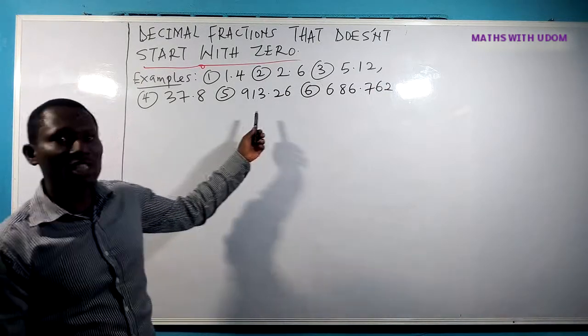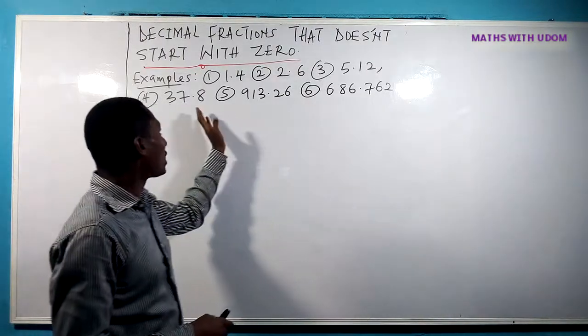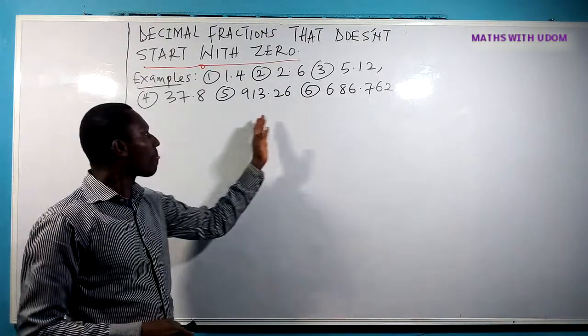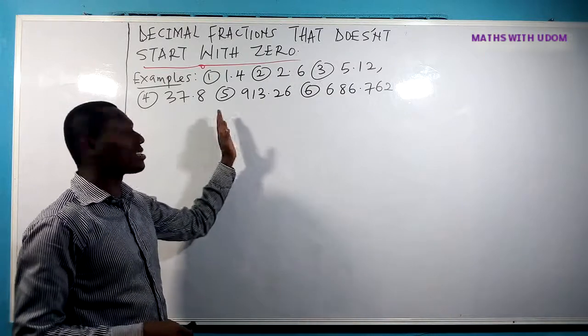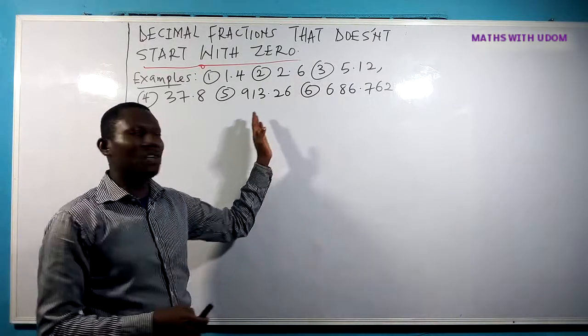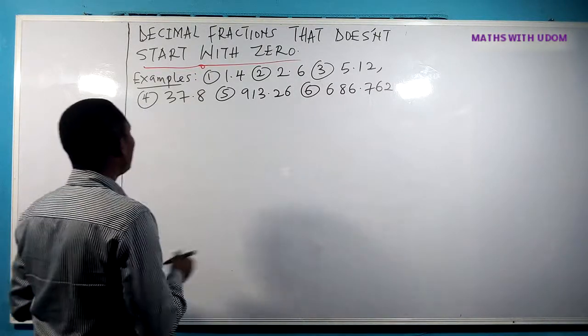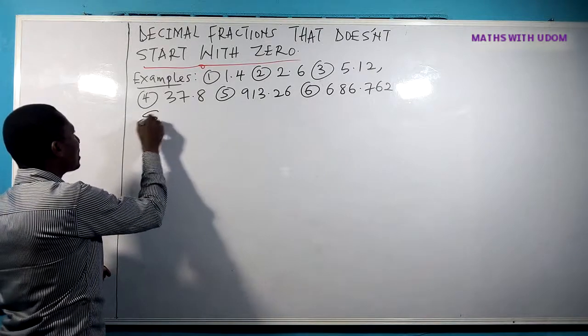We want to reduce these fractions to their lowest term. If you check all these fractions, you will notice that none of them start with 0. They start with other numbers. So how do we reduce them to their lowest terms? How do we simplify them? So let's start the solution.